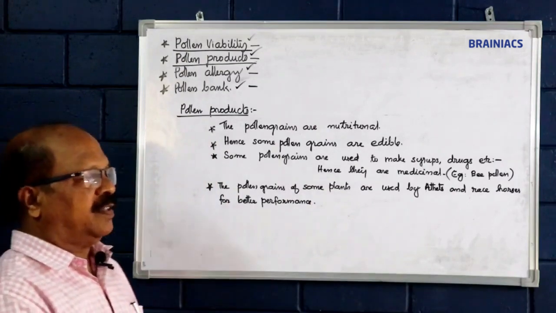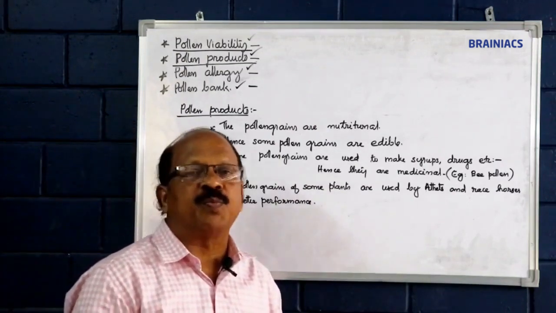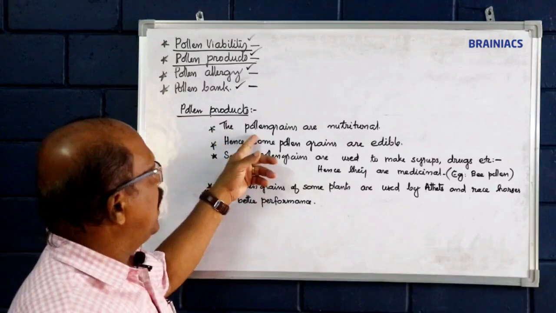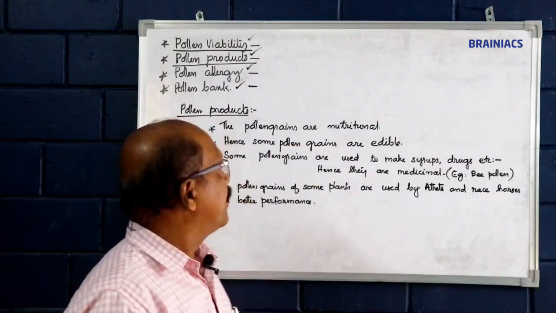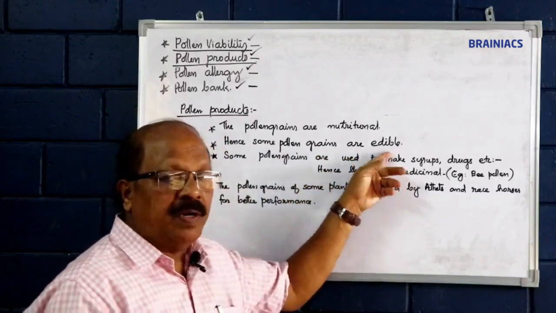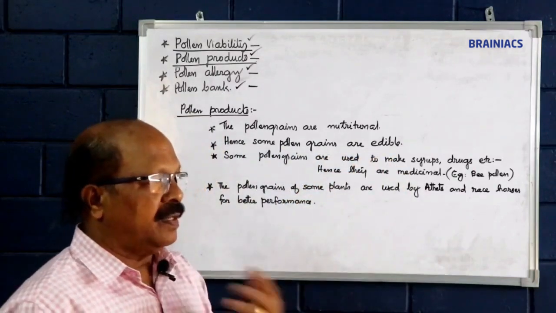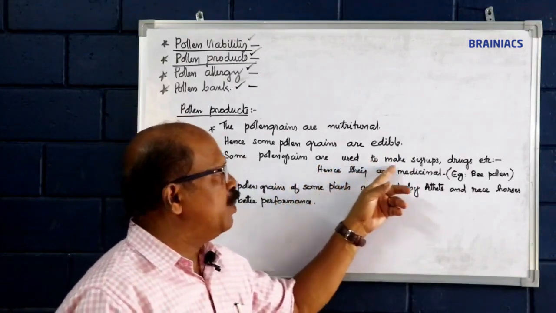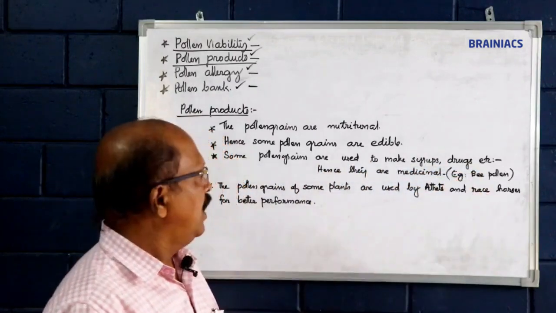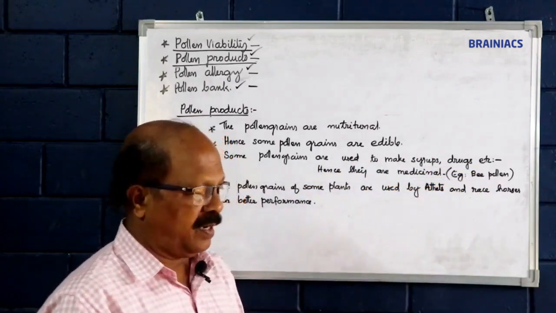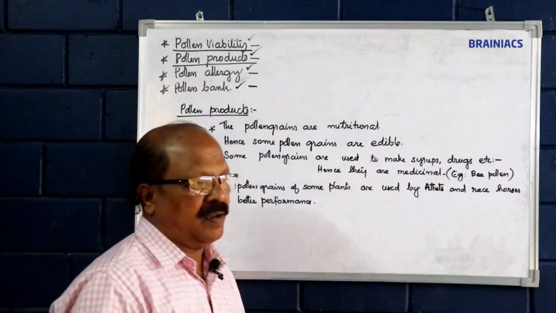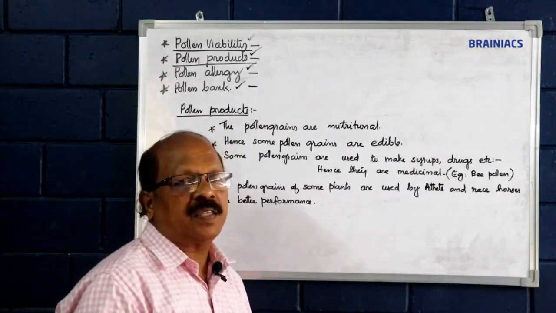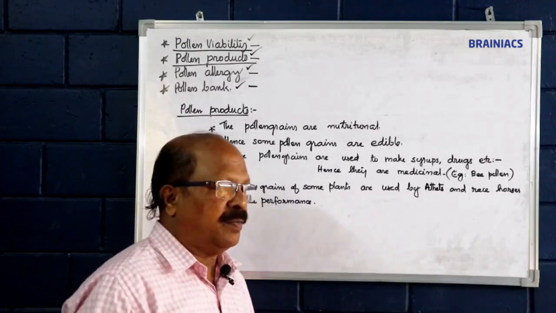See, something about pollen grains. Generally, pollen grains are very small and they are nutritional also. Hence, some pollen grains are edible. They are taken as stimulant, we can say. Some pollen grains are used to make syrups, drugs, etc. Hence, they are medicinal. Example, bee pollen. Bee pollen tablets will be there. It is highly expensive, and moreover, it is used as stimulant and for the body health.